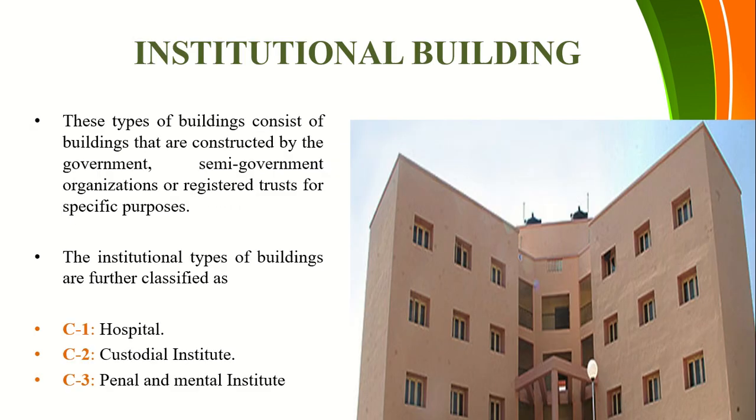Next is the third category, which is the institutional building. So what is an institutional building? These types of buildings are those which are constructed by the government. These particular buildings are especially constructed by the government, or it could be an aided one, meaning a semi-government organization, or any registered trust, and they are built for specific purposes. So what are those specific purposes?